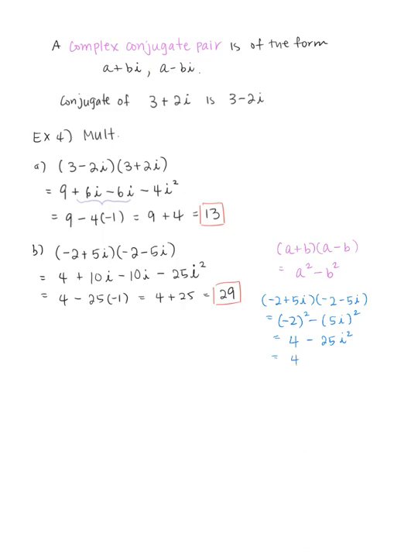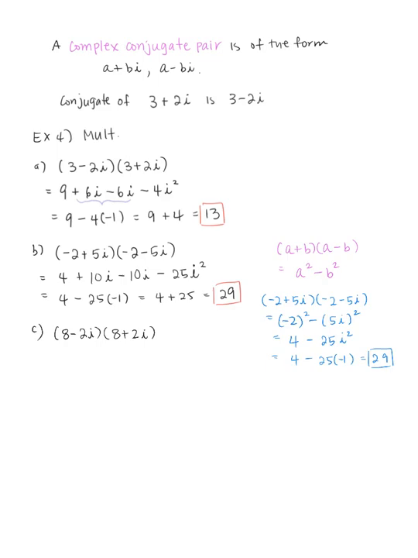So you're still going to get 4 minus 25 times the negative 1. And here we go. We can get 29. So this is just a little shortcut way to do it, but feel free to use that. Alright, so let's take a look at part C.